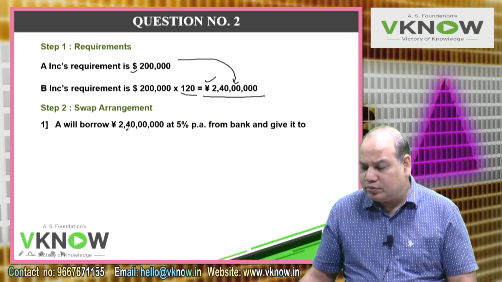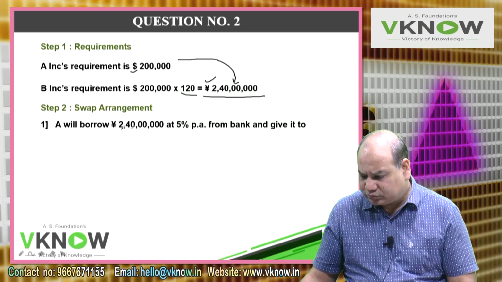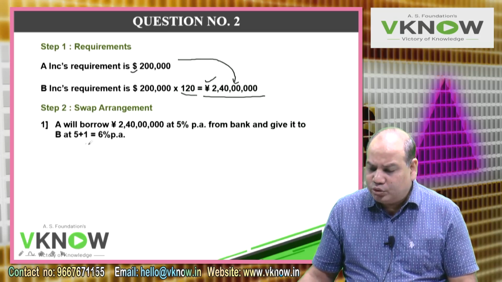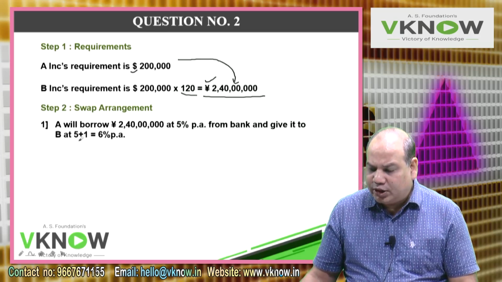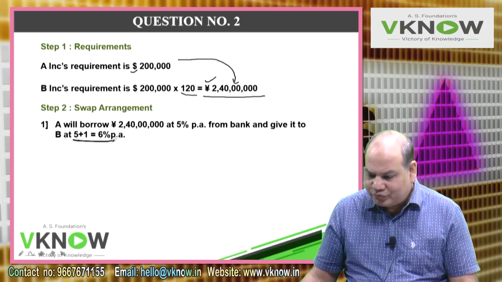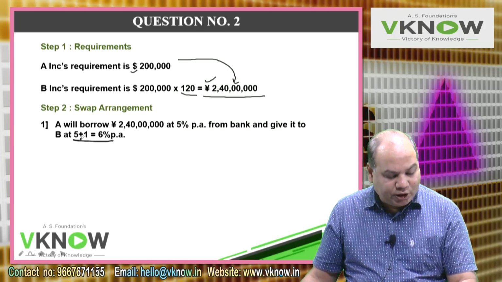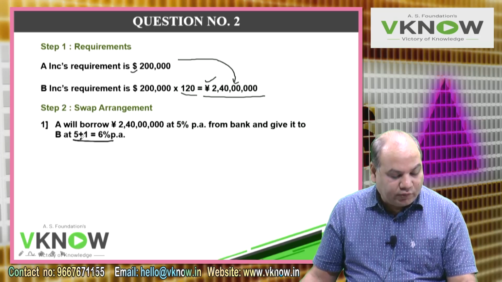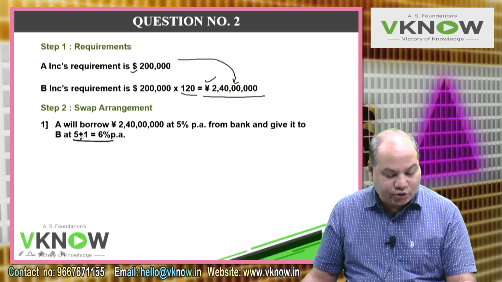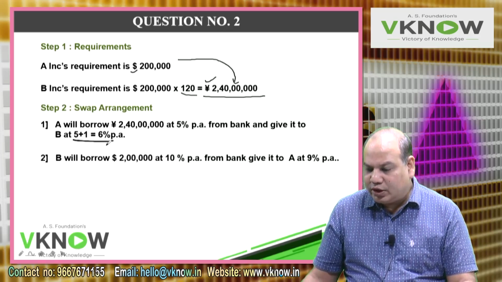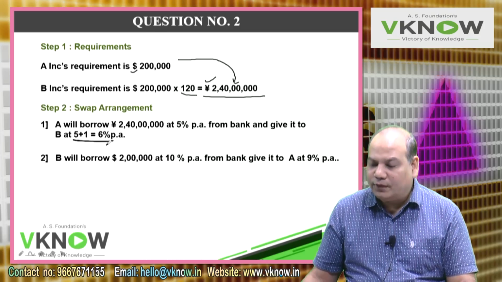A will borrow yen 2 crore 40 lakh at 5% per annum from the bank and give it to B at 5 plus 1. This is given in the question. I have not done anything. The question says B will pay to A 1% over the yen loan interest rate, which the latter will have to pay as a result of the agreed currency swap. So B will pay to A 6% on the yen loan, whereas A has to pay to its banker 5%.